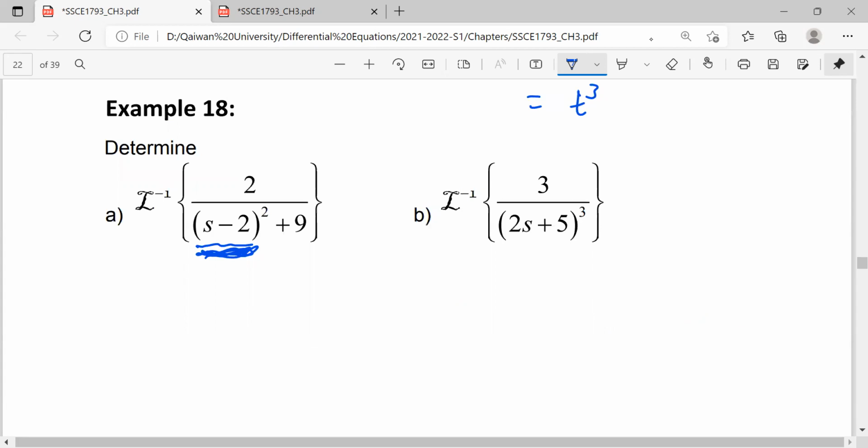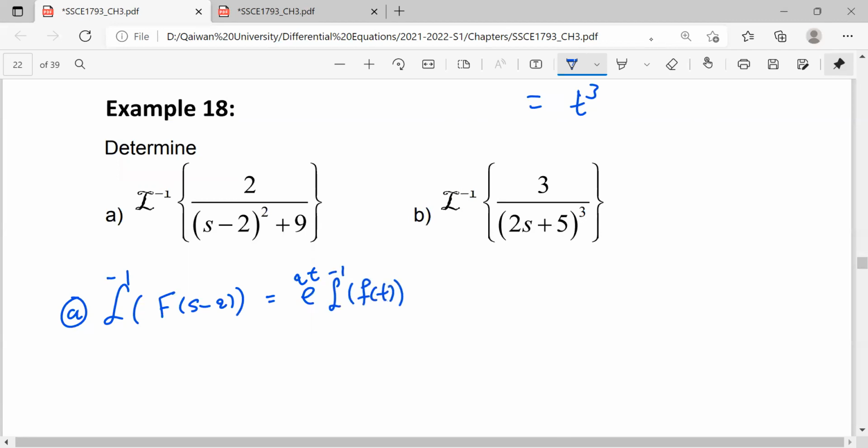Let's solve it. This Laplace inverse is the Laplace inverse of F of s minus 2. It is e to the power 2t times the Laplace inverse of F of s, which is f of t. What's f of t here?